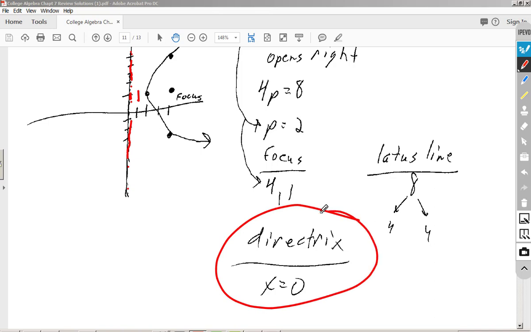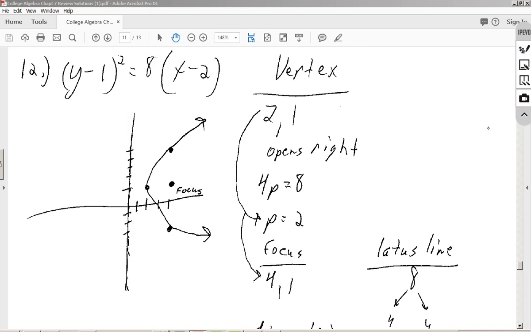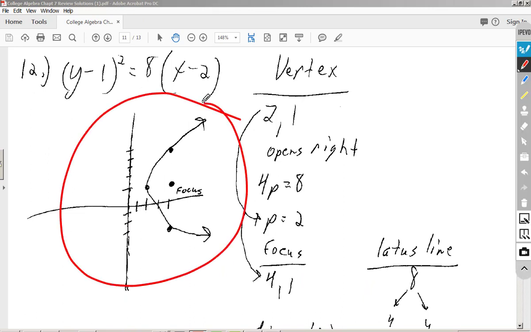So there's my answer. My focus is at 4, 1. My directrix is x equals 0. My vertex is at 2, 1. And here's what my parabola looks like. That would be the answer to number 12.